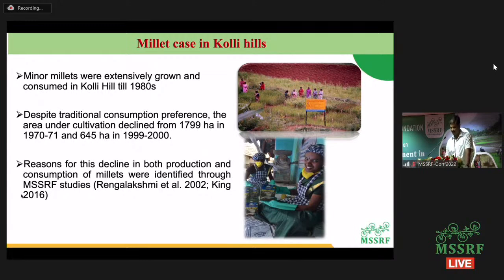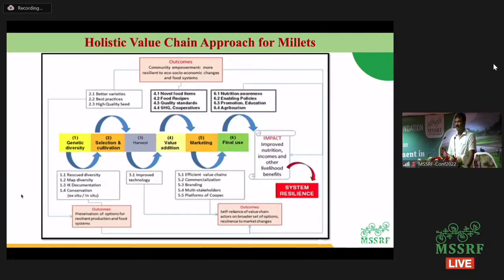But the approach we adopted in the Kolli Hills area is something like a holistic value chain approach. It's from end to end. It's not one particular area. It's end to end for the entire thing, from seed variety selection and conserving those seeds, to providing forward and backward linkages, to provide better market opportunities to the community.